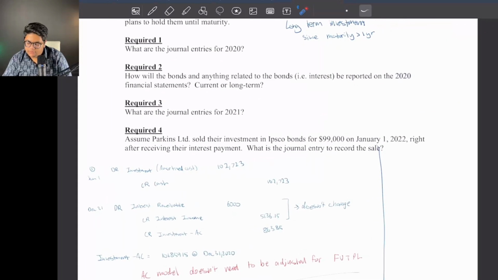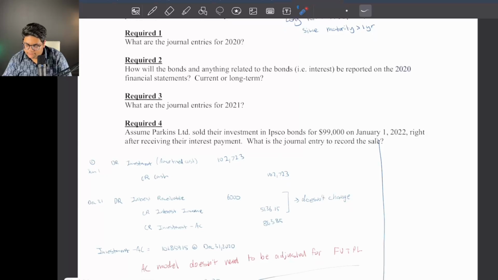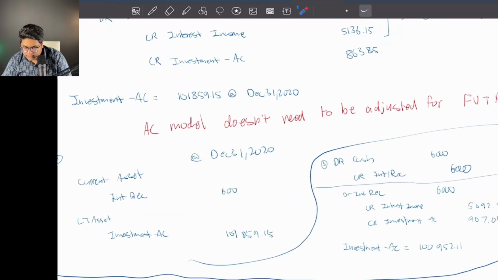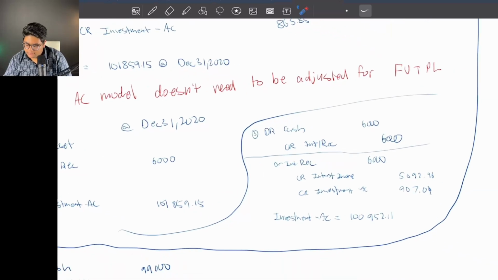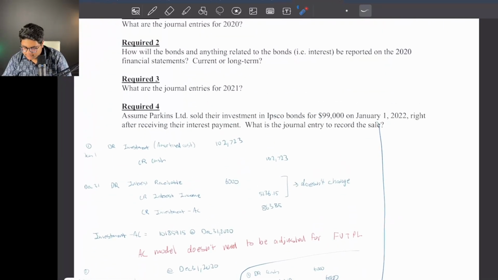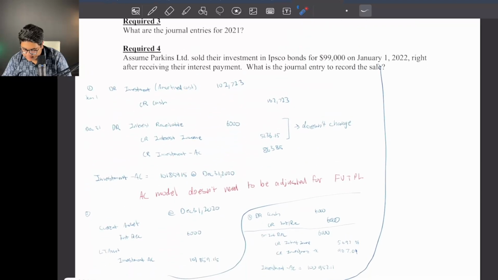Required 2 is how will bonds and anything related to the bonds, in other words, interest, be reported on the 2020 financial statements. So you're going to have an interest receivable of $6,000, and you're going to have a long-term asset of the total investment account. And this is going to be the new cost that we calculated after subtracting the amortized cost. Sorry, this page is a bit messy. I just did this really quickly.